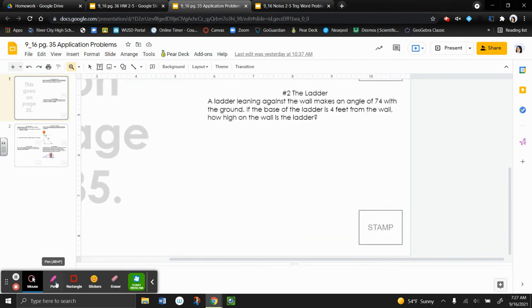All right, number two, it's a problem about a ladder. So it says a ladder leaning against a wall. So here's my wall, and here's my ladder. Makes an angle 74 degrees with the ground. I don't know what happened to my degree symbols. So here's my 74 degrees. It says the base of the ladder is 4 feet from the wall. So here's the base. Base means bottom. We want to know how high on the wall is the ladder, meaning what is this length right here.